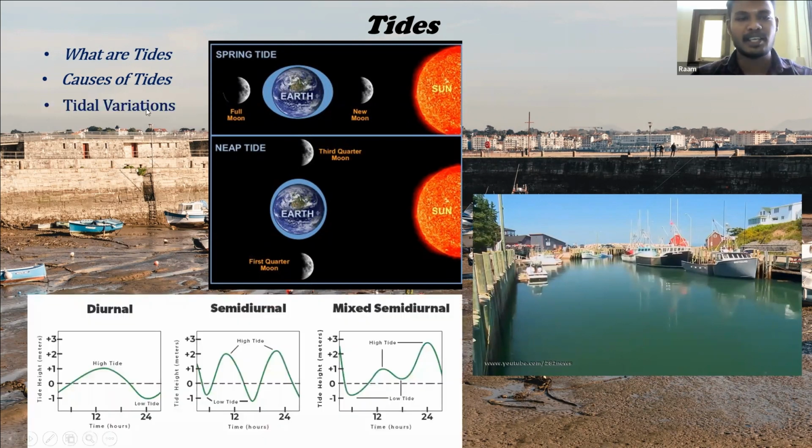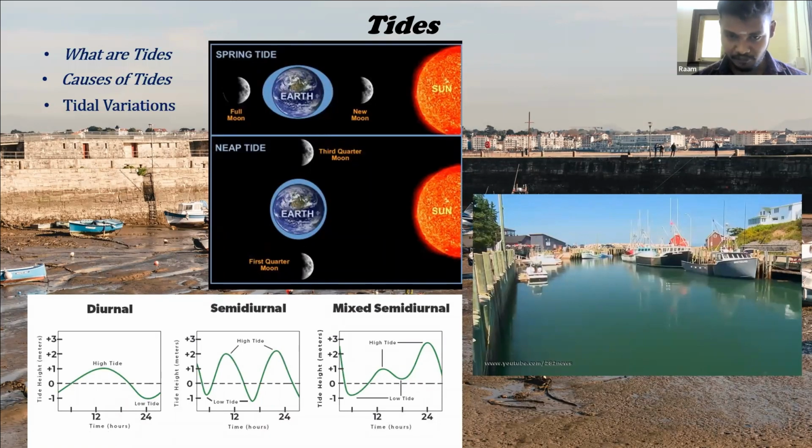And there are various types of tides we are expecting in the coastal zone. One is diurnal, semi-diurnal, and mixed diurnal. Diurnal is nothing but in a day we will expect one high tide and one low tide. In a semi-diurnal, we will expect two high tides and two low tides, with equal height. But in a mixed diurnal, we will have something similar to semi-diurnal, two high tides and two low tides.